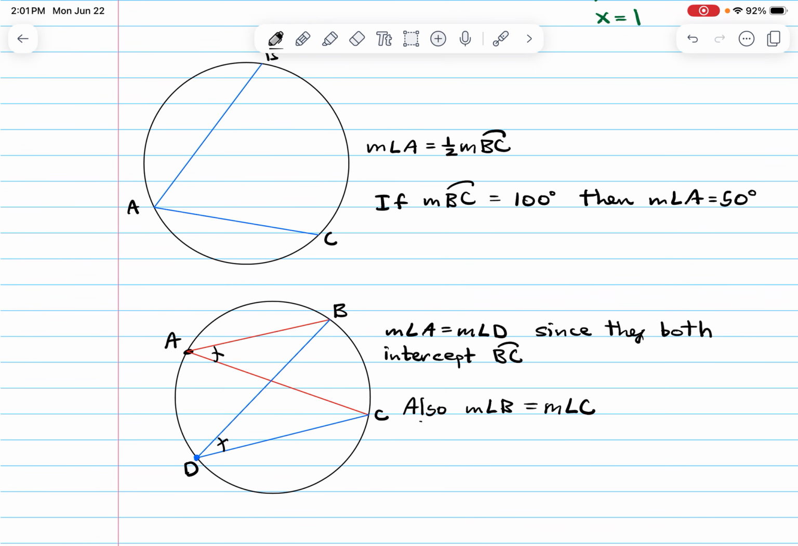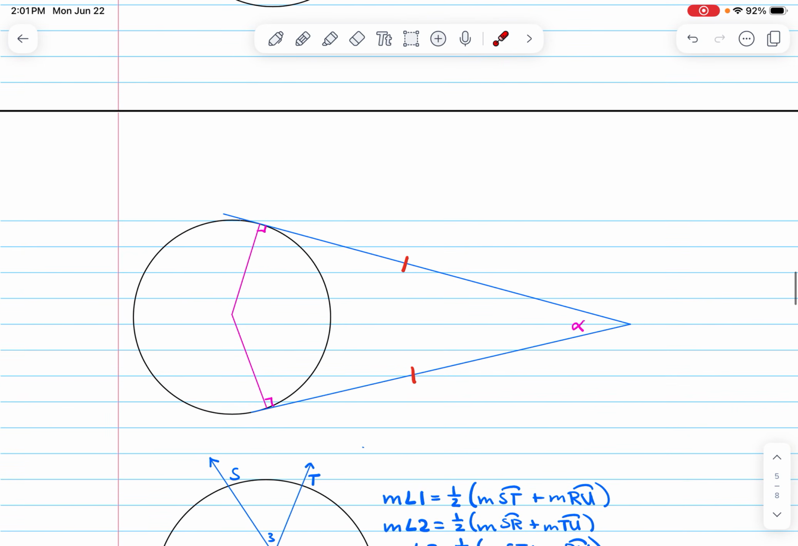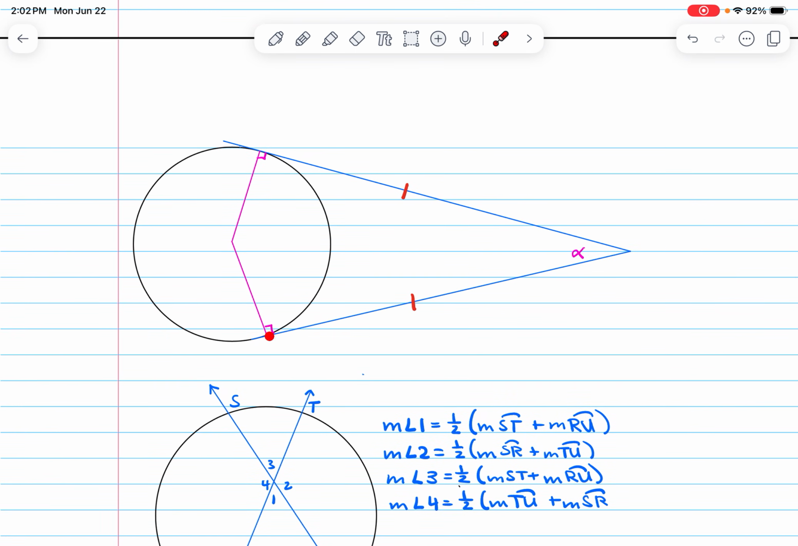Now you could go the other way too, and you can see that this angle right here and this angle are also congruent. Okay, there's that. Now, tangents. Let's look at this. Let's suppose that we have two tangents, and they come out here and they meet at a point.